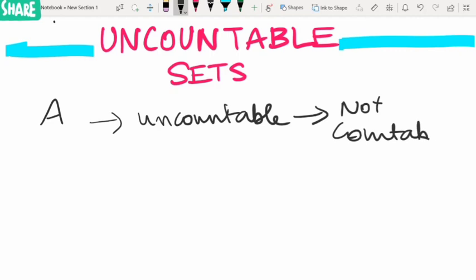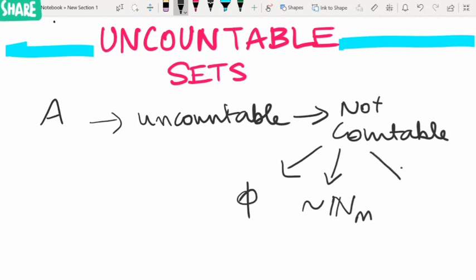Right? We have seen that countable means it will be either the empty set, or it is equivalent to a subset of N, or it is equivalent to the natural numbers. But not countable means it will not be empty, it will not be equivalent to a subset of natural numbers, and it will not be equivalent to the natural numbers either.